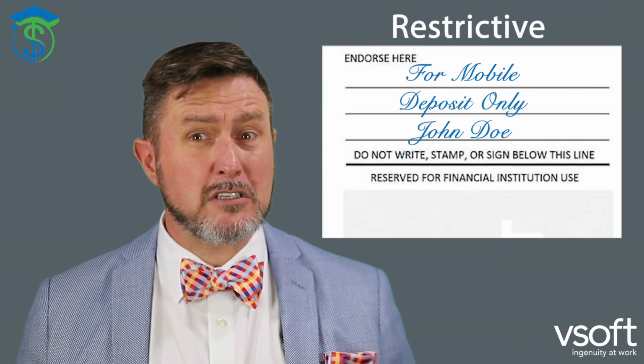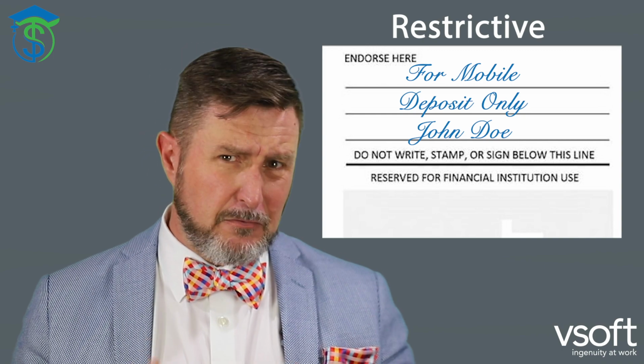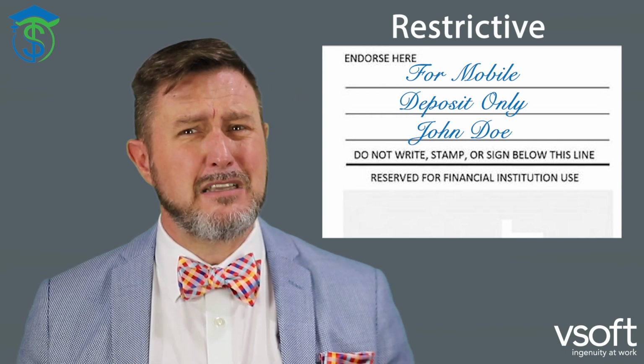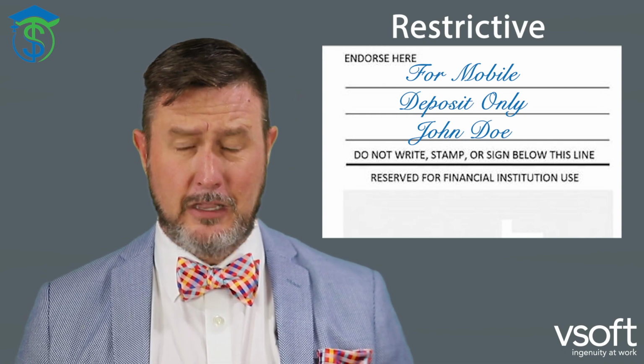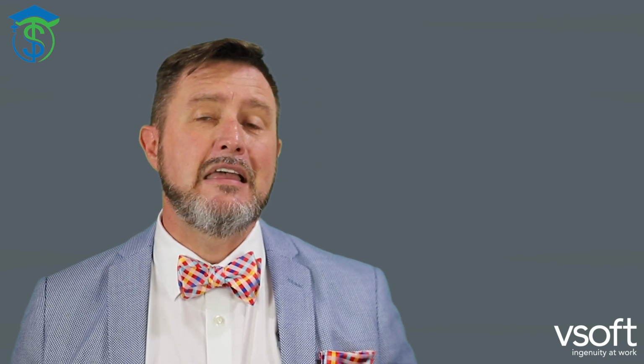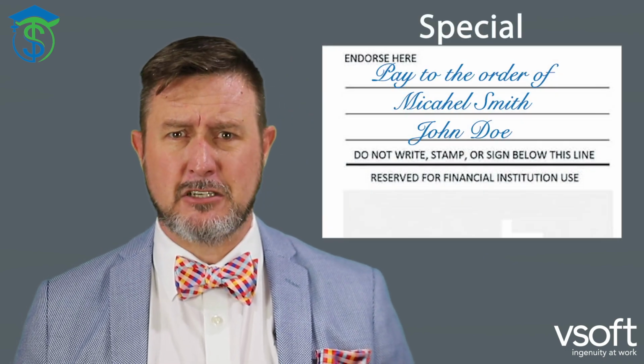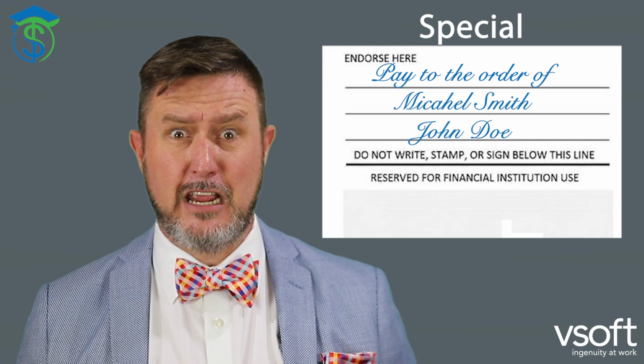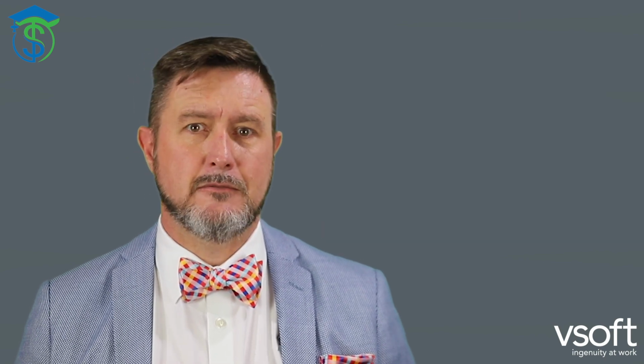Then that R for restrictive. This is the one we see most commonly used. And if you're using your phone to deposit a check, then it will probably be something like for mobile deposit only, followed by your signature. Then we have the S for special, but it could also be for signing it over to somebody else.